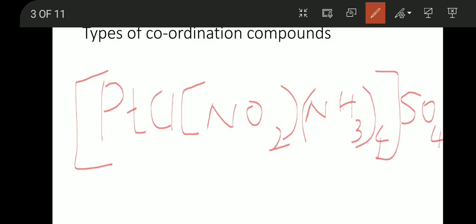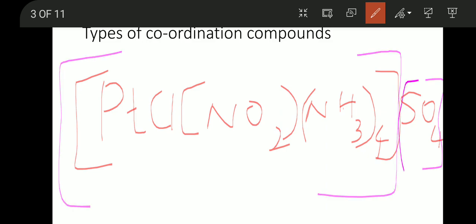The reason is if we take these two as two different parts, the outer sphere and the inner sphere. SO4, we know it is SO4 2 minus, which means sulfate. So if we take sulfate, it will be minus 2. To make this whole compound a neutral compound, we have to get this coordination part as plus 2. So since this coordination compound has plus 2 in it, we say this as a positive coordination compound.